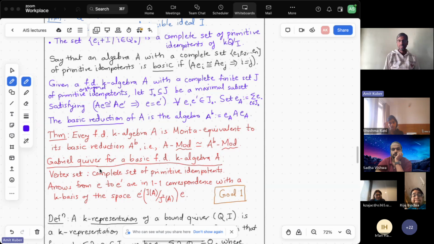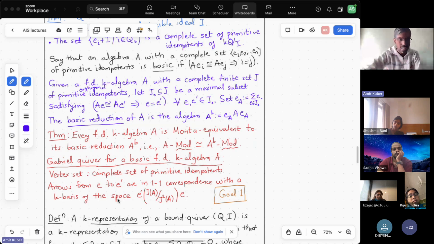Yes, Dibyendu? So from arrows E to E dash, you are saying it corresponds to, why not E first and J mod J square E dash? Is this a notation, or is there something else? You are taking multiplication on both sides by these elements. You take the collection of all such elements. That will be an algebra because these are idempotents on both sides. No, you can also take E J mod J square E dash, right?